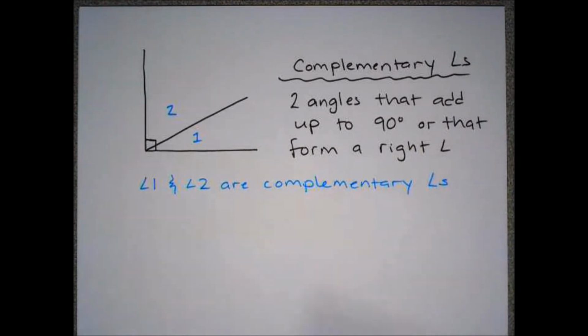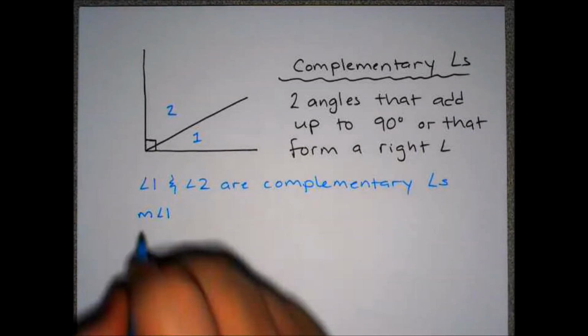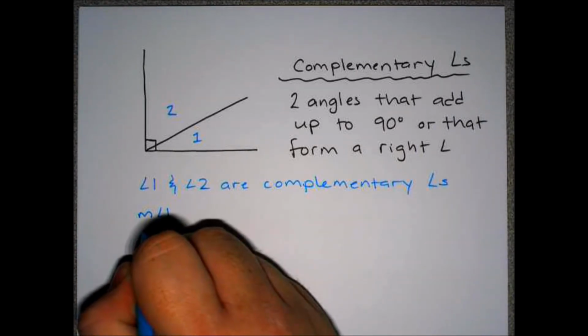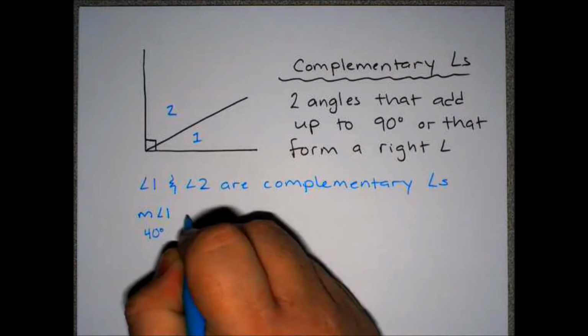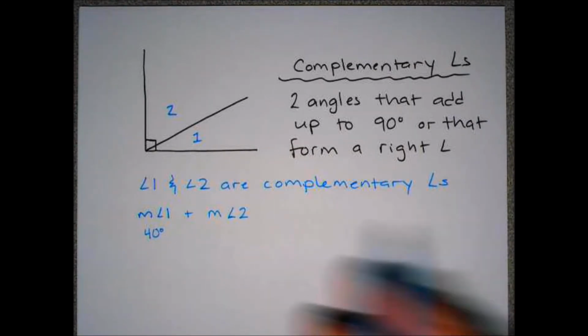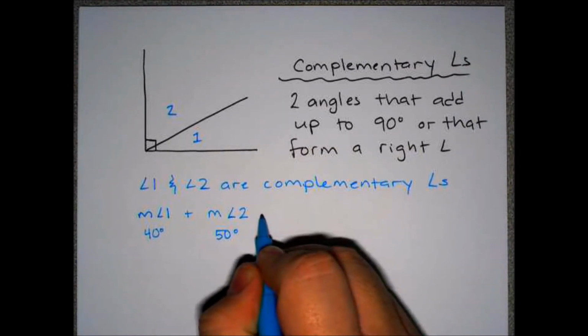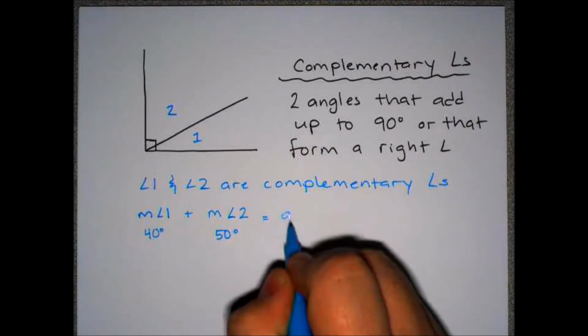Something else that we can say is that the measure of angle 1, let's say it's 40 degrees, and the measure of angle 2, let's say here it's 50 degrees, equals 90 degrees.